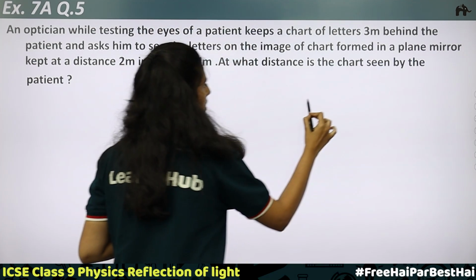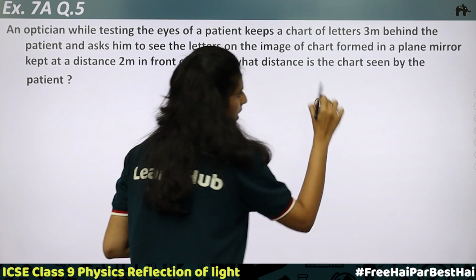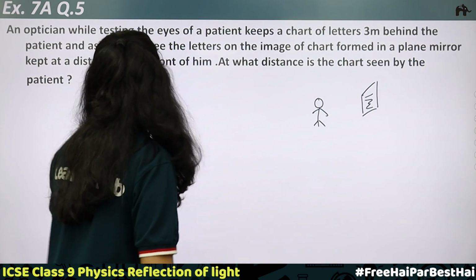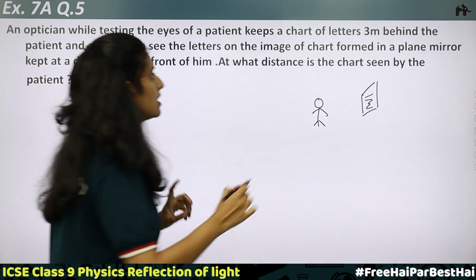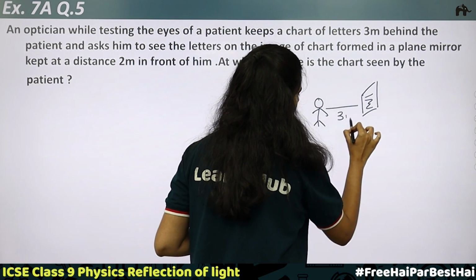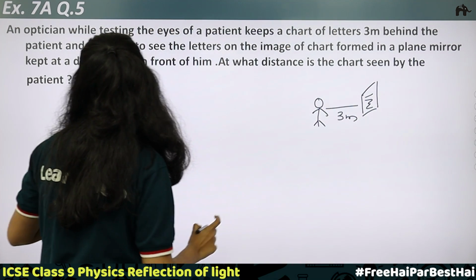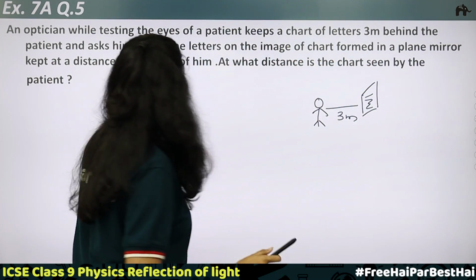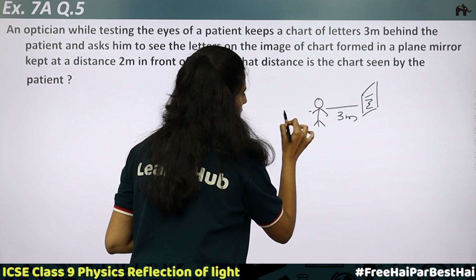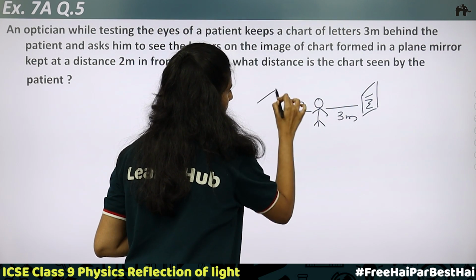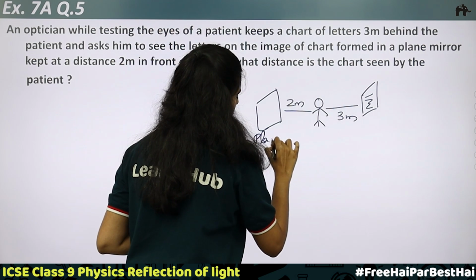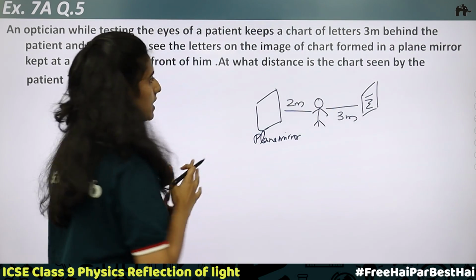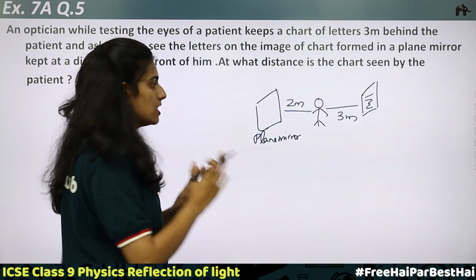Okay, so here let's say this is the patient. There is a chart behind her. We are given that the chart is 3 meters behind her. This distance is 3 meters. What else is given? The letters are seen on the image of the chart formed in a plane mirror which is kept 2 meters in front. So, in front of her at 2 meters, we have the plane mirror. At what distance does she see the chart?